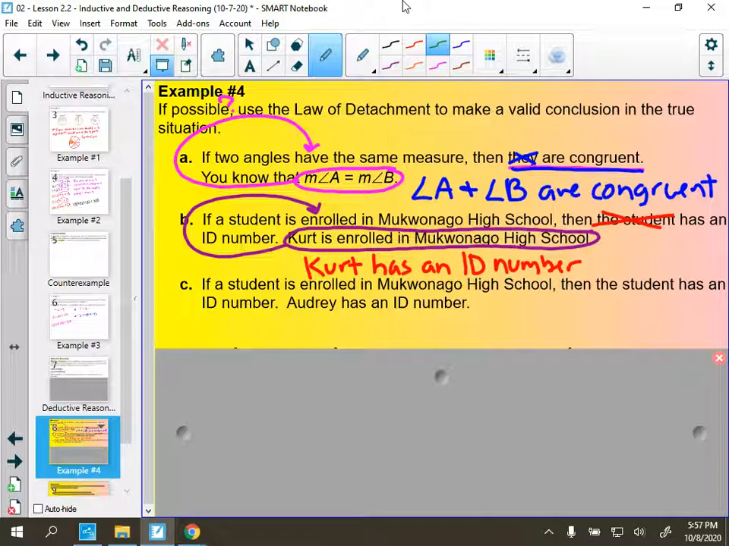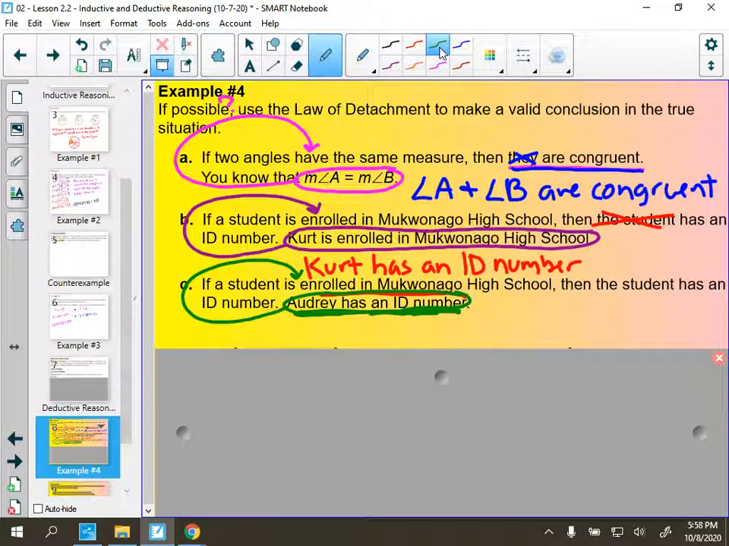Same if-then statement. If a student is enrolled at Mukwonago High School, then the student has an ID number. So same exact if-then, but look what happens here. It tells us that Audrey has an ID number. So the process is always circle the info and check it versus the hypothesis. The hypothesis is a student is enrolled in Mukwonago High School. This statement here doesn't say anything about Audrey being enrolled in Mukwonago High School. It just says that Audrey has an ID number.